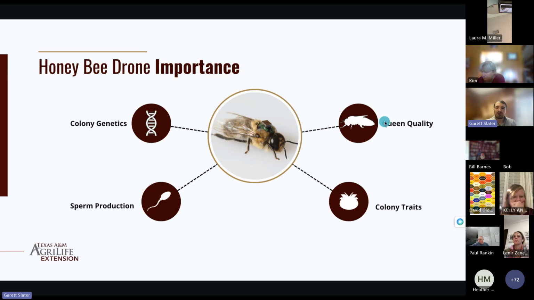And then finally, queen quality. Queen quality kind of goes hand in hand with sperm production. If queens are mating with better males, then that'll improve queen quality and queen longevity. If they aren't, queens are more likely to fail and crash at the end of the season. And so drones are really important, even though we view them as sort of a nuisance within the colony.